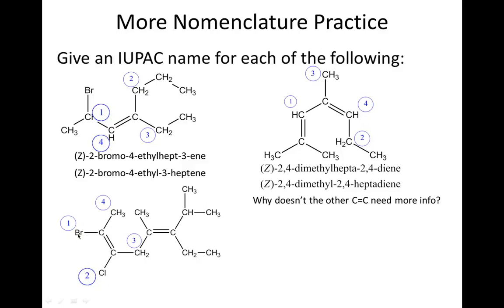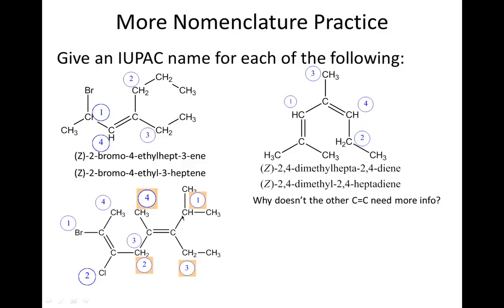So bromine is the highest priority and chlorine is the second highest priority. Because of their atomic numbers, they're going to be higher in priority than the carbons, and so we once again have a Z situation here. So let's do the priorities over here. So we have carbon, carbon, carbon, carbon.